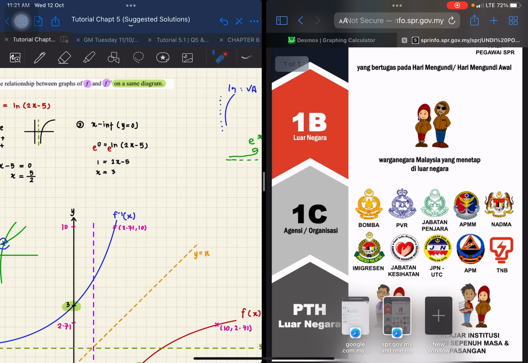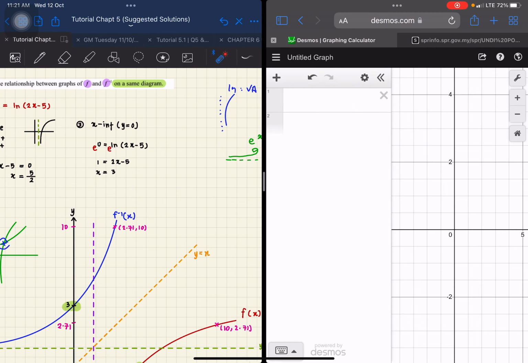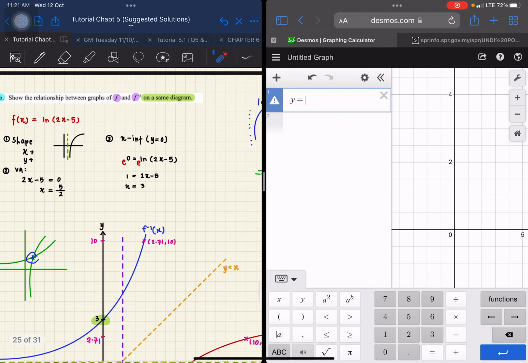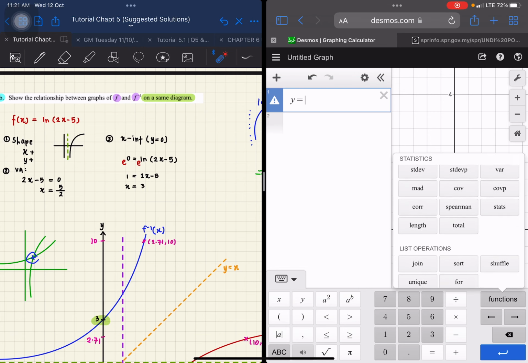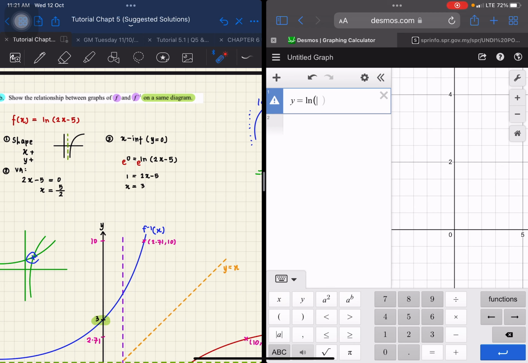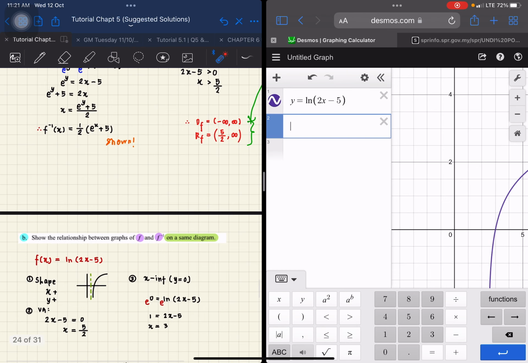Oopsie. Sorry guys, saya tengah buka pasal mengundi. So, kita ada y equals to, yang pertama, ln 2x minus 5. So, my function is ln 2x minus 5. Ln, and then 2x minus 5. Okay. Another one, inverse dia saya ada 1 over 2.